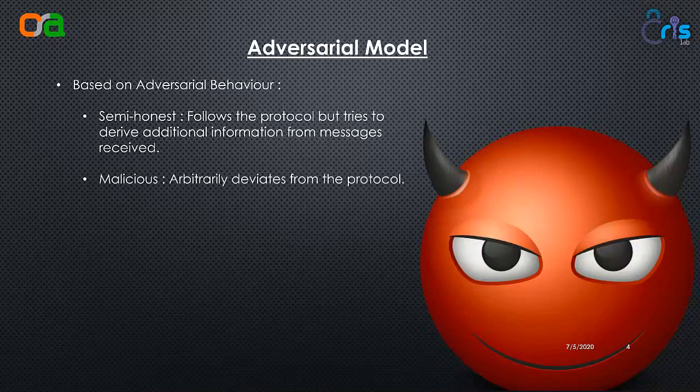Next is the malicious adversary. Here, the adversary can deviate arbitrarily from the protocol. So he can either follow the protocol steps if he wishes, otherwise he can completely do something else.